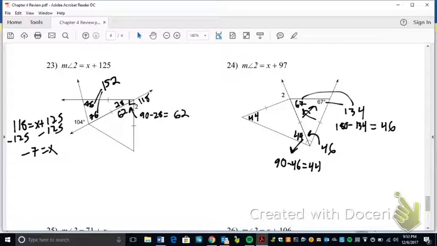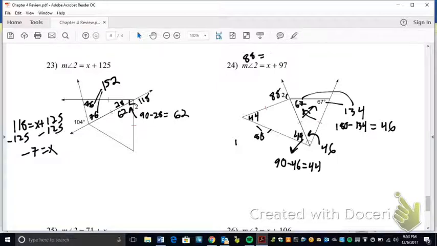Now here, I'm going to take a little bit of a shortcut. I'm going to use the exterior angle theorem. The triangle exterior angle theorem says that the exterior angle is equal to the sum of the remote interior angles. We just went through this in the previous lesson. So those two add up to 88, which means that the measure of angle 2 is 88.